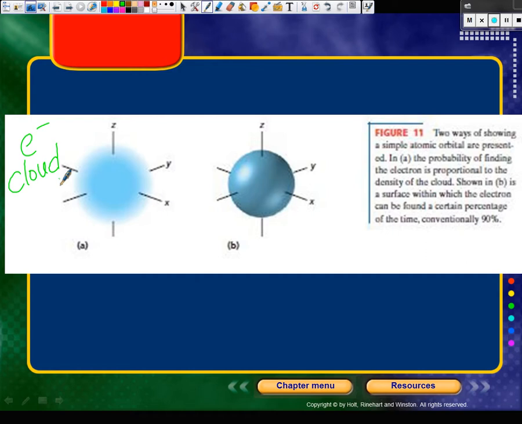And what this figure over here on the right says, it's hard to read, but it says it is a surface within which the electron can be found a certain percentage of the time. Conventionally, they say about 90% of the time, it is somewhere in that area, somewhere in that orbital. Does that kind of make sense? So that's what's going on from this particular perspective. We good with that? Does that make sense? Okay. All right.